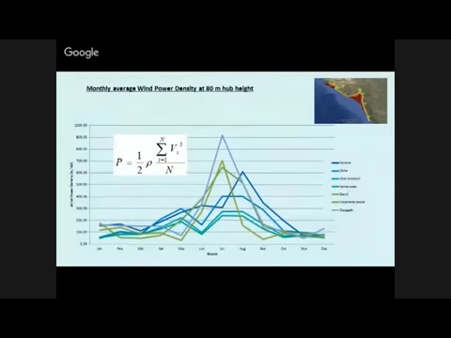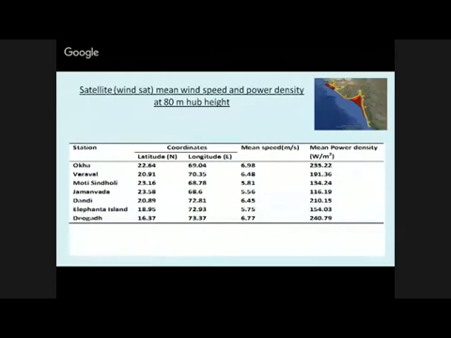The wind power density gives an idea of how much potential there is for generation of power. The higher the wind velocity, the better the power generation. So these are the summary of the data.